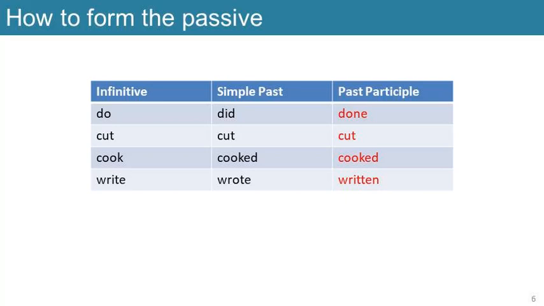The first key element of the passive is the past participle, the third verb form here. All passive constructions use the past participle. If you see a sentence without a past participle, then you're not seeing the passive.